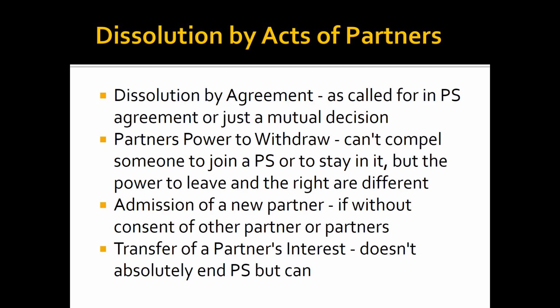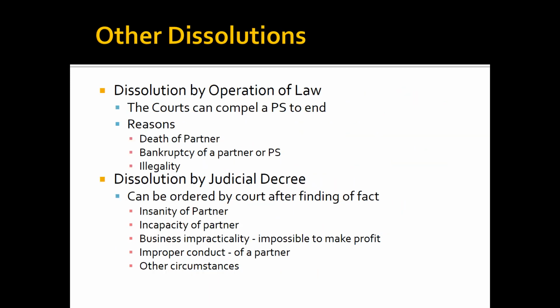If you transfer a partner's interest, it doesn't necessarily end a partnership, but most of the time it does, or it can. You can have dissolution by operation of law. So if a partner dies, obviously he's not a partner anymore. If the partner goes bankrupt, or the partnership goes bankrupt, or if whatever the partnership is doing becomes illegal, that would be automatic. You can have a judicial decree, which is close to operation of law, but it's a judge that says, okay, this partner is insane now, or is non-competent, is incapacity, or he suffered a stroke and can't do his job, or her job.